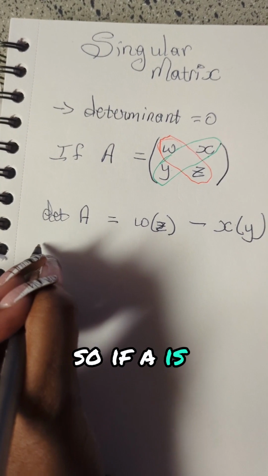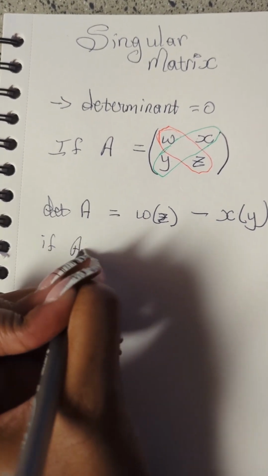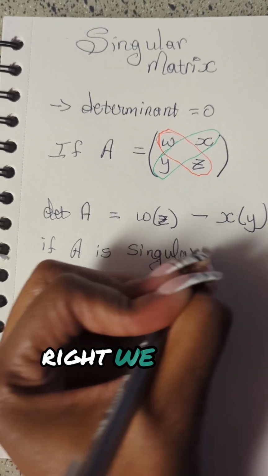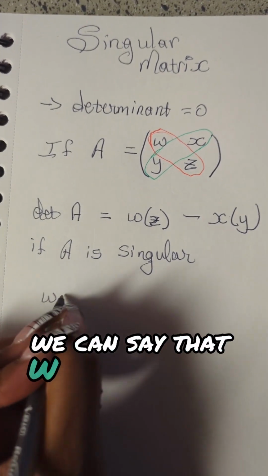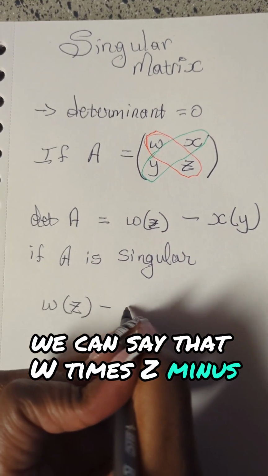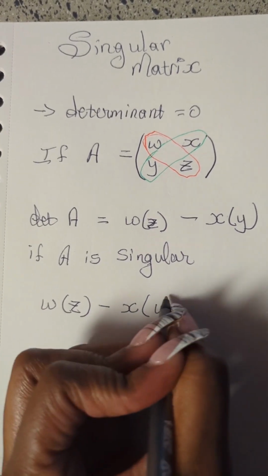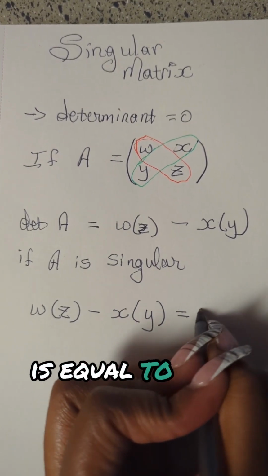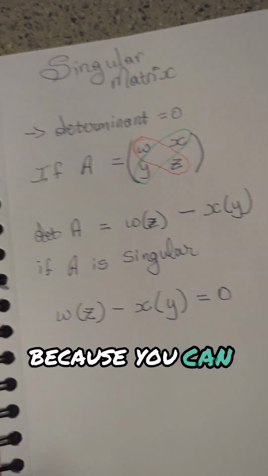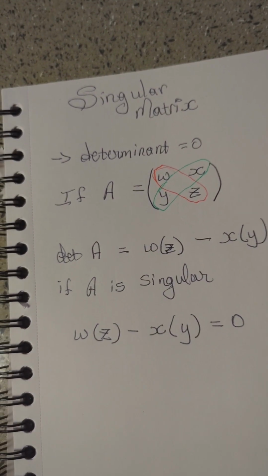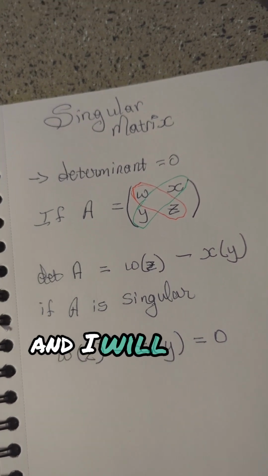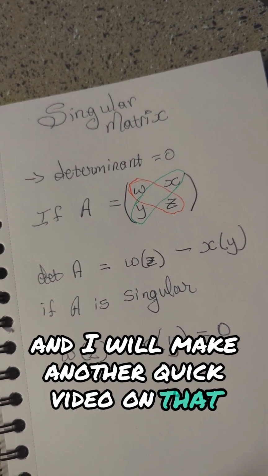So if A is singular, we can say that W times Z minus X times Y is equal to 0. Why would you need this? Because you can use this to apply to solving an equation, and I will make another quick video on that.